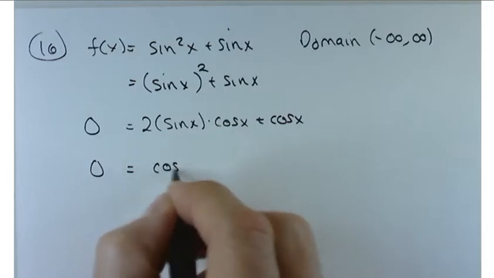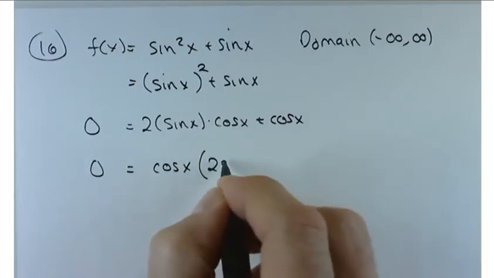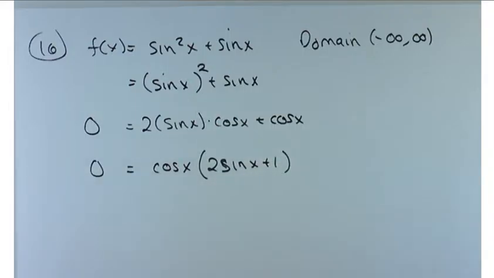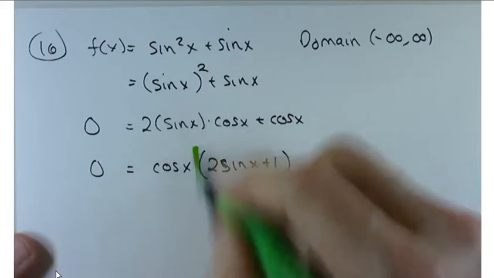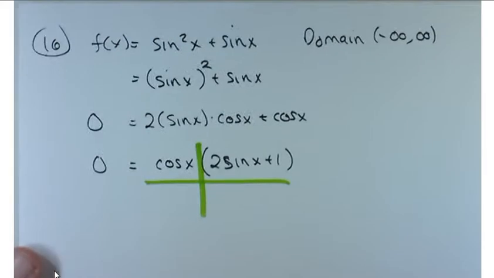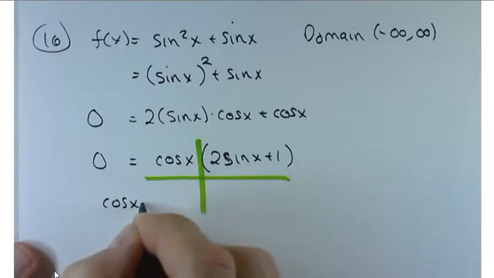Excellent. You can factor out a cosine. So that leaves behind 2 sine of x plus 1. And now I've got something times something else equals 0. One of those somethings has to be 0. So it's a matter of solving. So where does cosine of x equal 0?